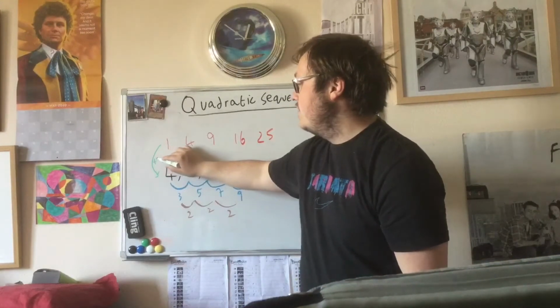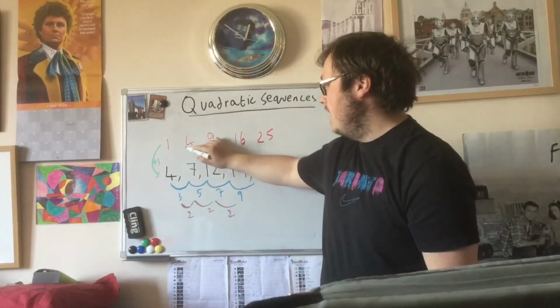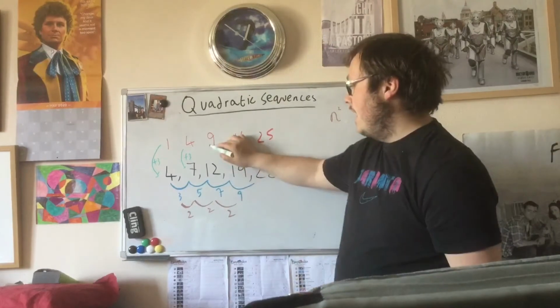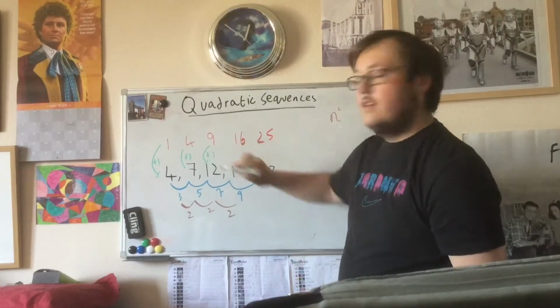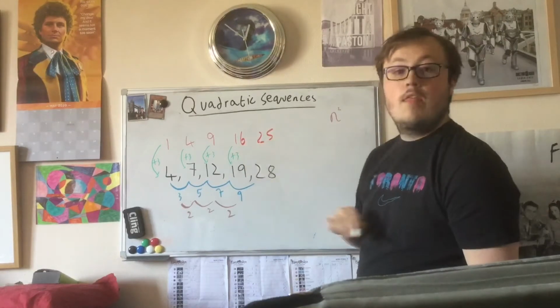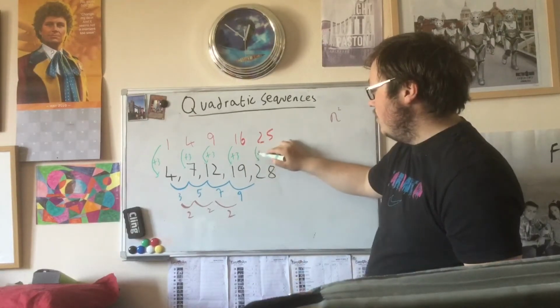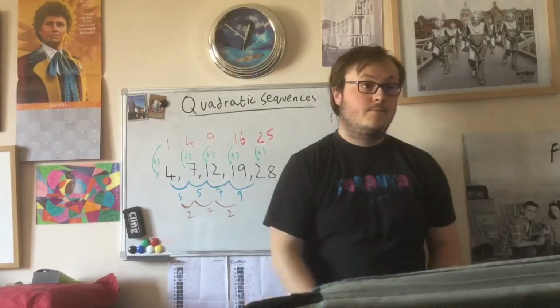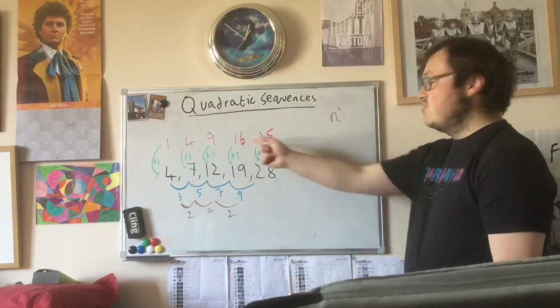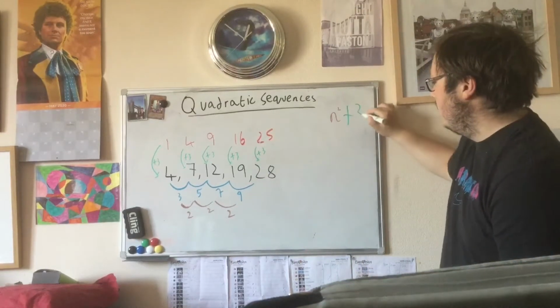You add 3. Here to here. You add 3. Here to here. Add 3. There to there. Add 3. And there to there. You add 3. So the nth term of this quadratic sequence is just n squared plus 3.